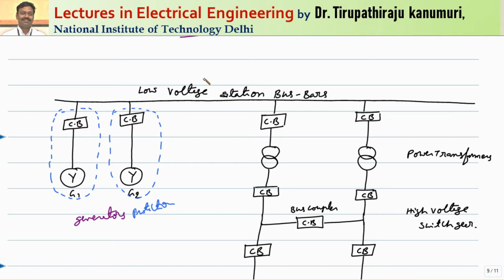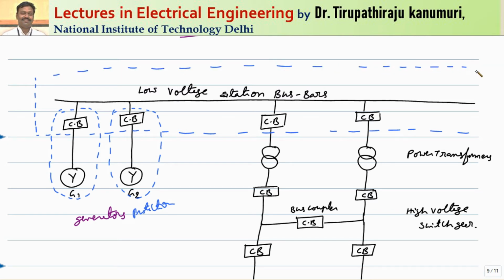So now coming to the bus bar. The low voltage station bus bar also should be protected, and here we always provide some type of overlap between adjacent zones. Why this overlap is required?